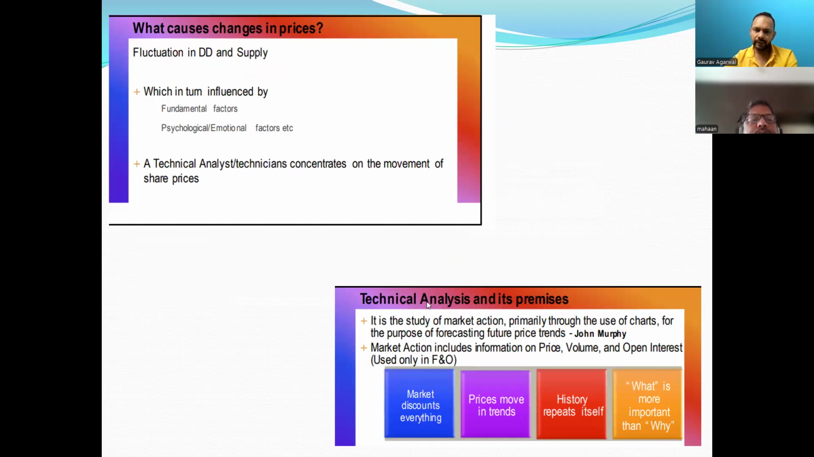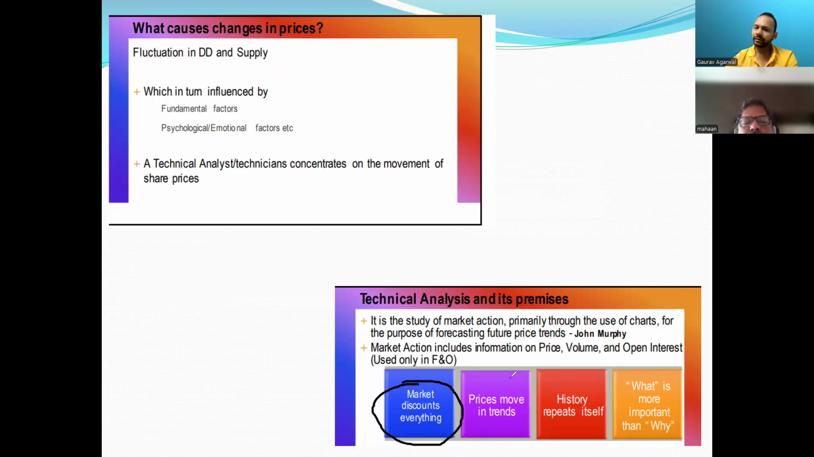Okay. Some points that you have to remember while doing technical analysis. First is market discounts everything. Means market knows everything about what is going to happen in the future. So that is why they say that market discounts everything.